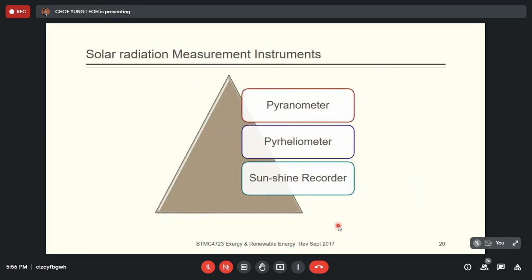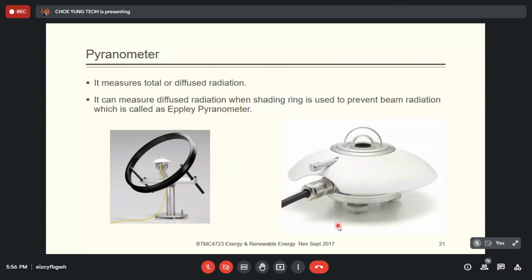And the solar radiation measurement instruments, we have 3 different types: pyranometer, pyrheliometer, and sunshine recorder. We look at the first one, the pyranometer, which is the most widely used. Something like a UFO. It measures total or diffuse radiation. This white plate is called the pyranometer. It's used to measure the solar irradiance.